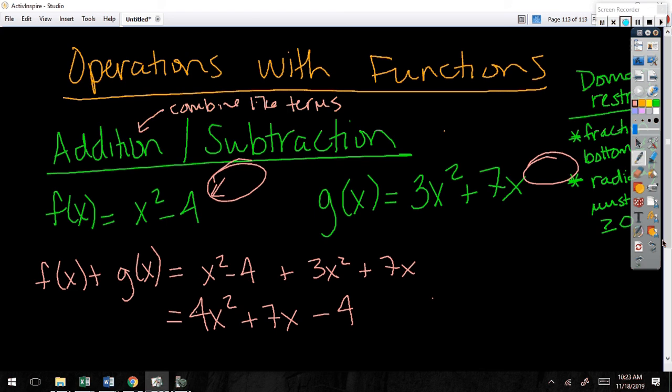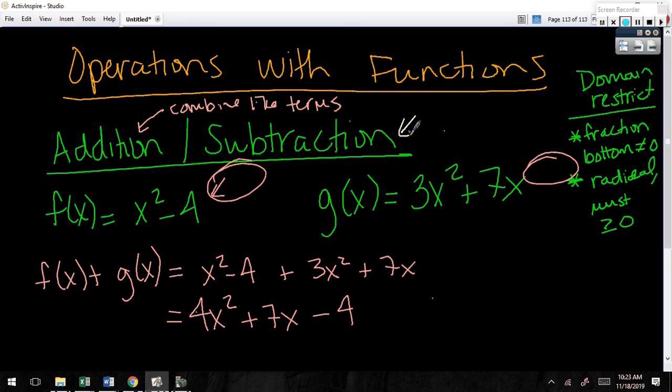So did subtraction do the same thing? Subtraction is the same thing exactly, but you have to remember that you're subtracting an entire function. So you would need to distribute the negative sign. So it's like adding.